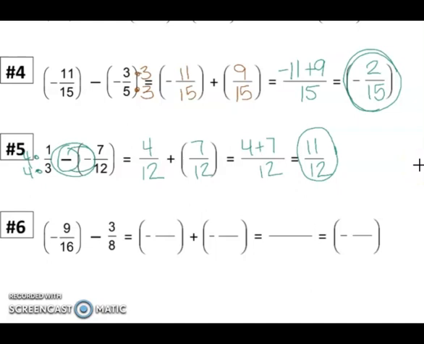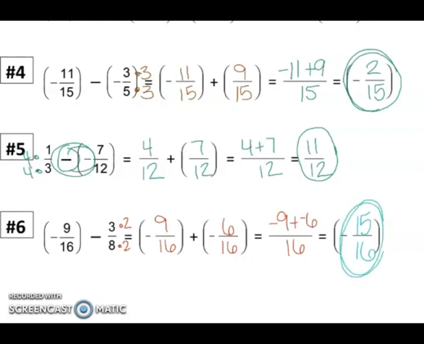Number 6, 16 and 8. So my common denominator would be 16, so I don't do anything to the first fraction. Second one, I would multiply by 2 to get to 16 on the bottom. Rewrite it with the additive inverse, so this is now addition of a negative 6 over 16. So negative 9 plus negative 6, those have the same sign, so I'm going to add them together, keep the sign, and be over 16. So negative 15 over 16 is my answer.